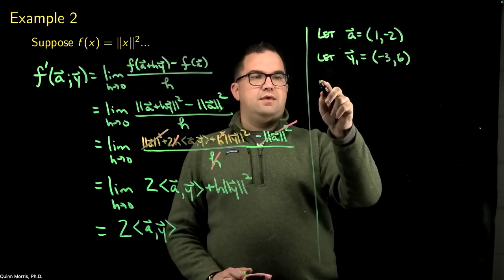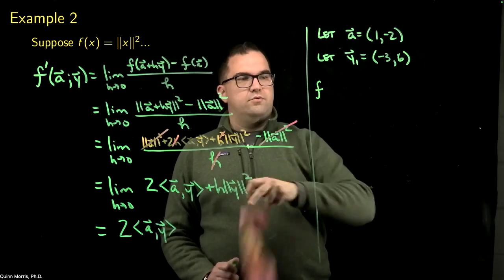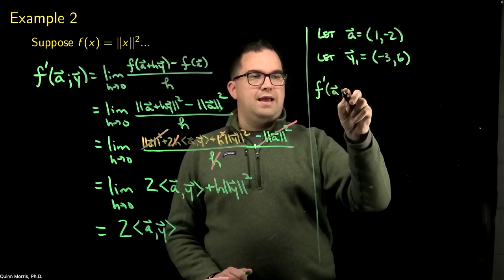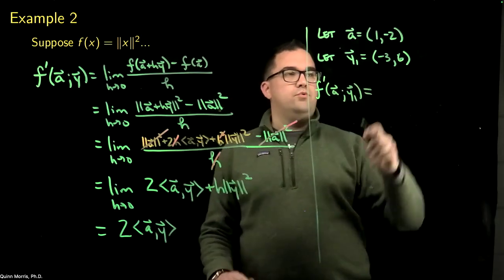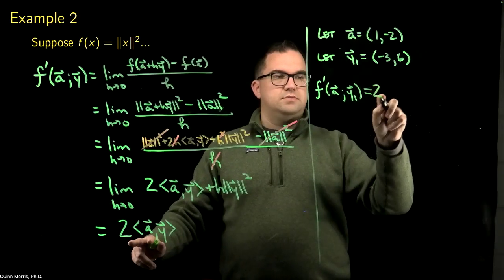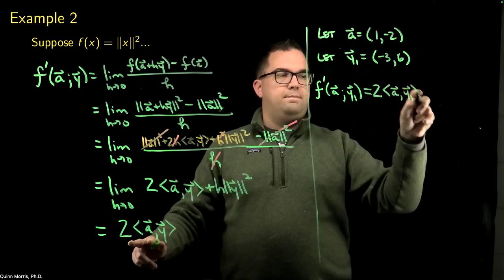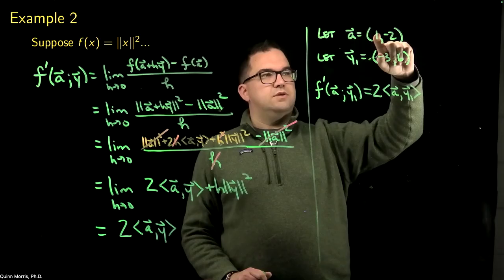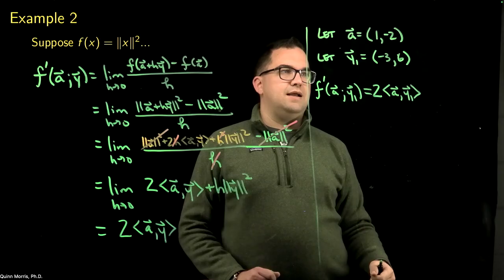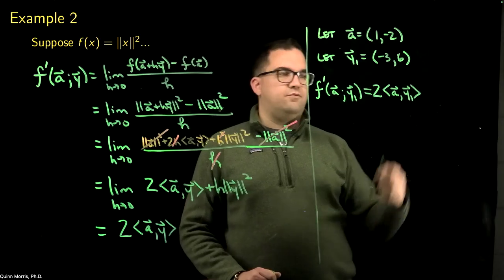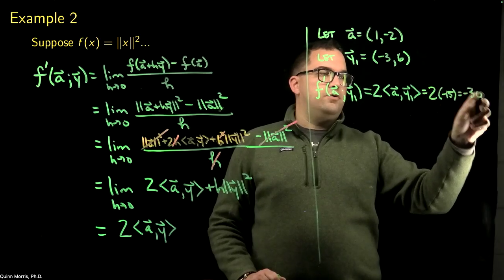So if I do that, then the derivative of f at a with respect to y1 will be equal to, well, it's just going to be 2 times the inner product of a with y1. Okay. Well, what's the inner product of these two things? So first components multiply together to give me -3. These multiply together to give me -12. -3 plus -12 is -15. So I get 2 times -15, which is -30.